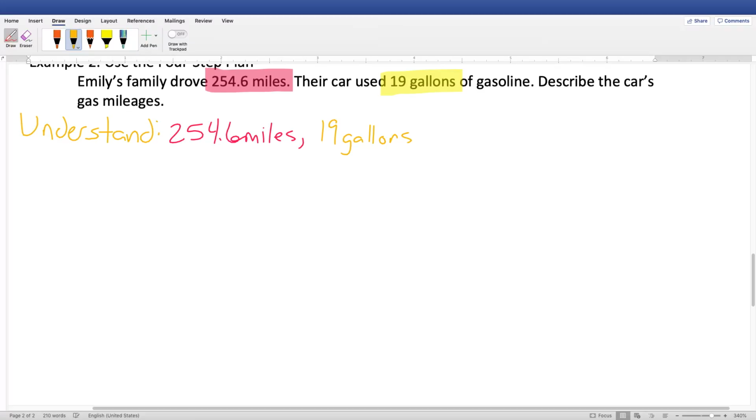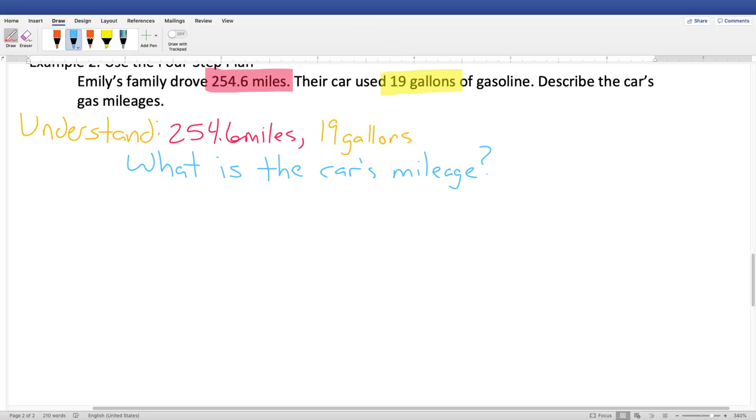Is that all the information that was given to us? Yes. What is the next step? Plan. Are we ready for plan? I don't think so. We still didn't answer the question. What is it asking for? The car's mileage. That's what we're looking for. That's the final question. That's what we want to know.